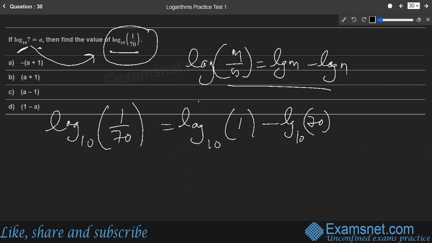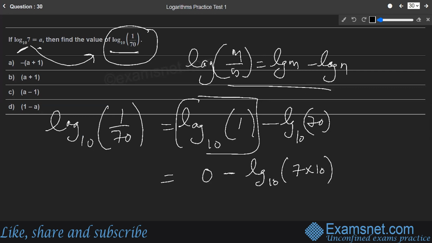Now, log of 1 to any base is always 0. So clearly it is 0. 1's log is always 0. So it is completely 0, minus log base 10 of 70. Now this log base 10 of 70 can be written as 7 into 10. Now we can use one more property which says what?